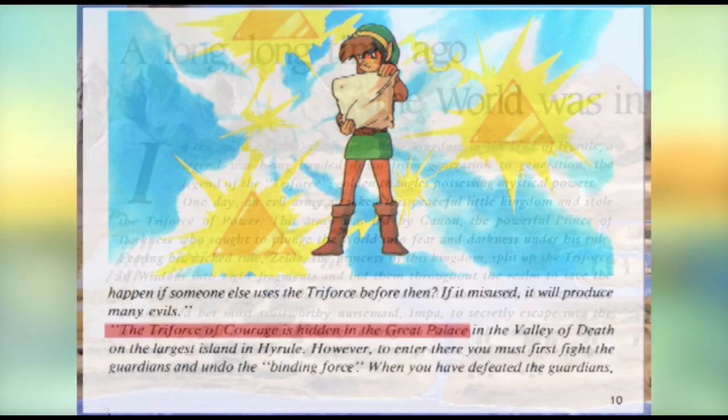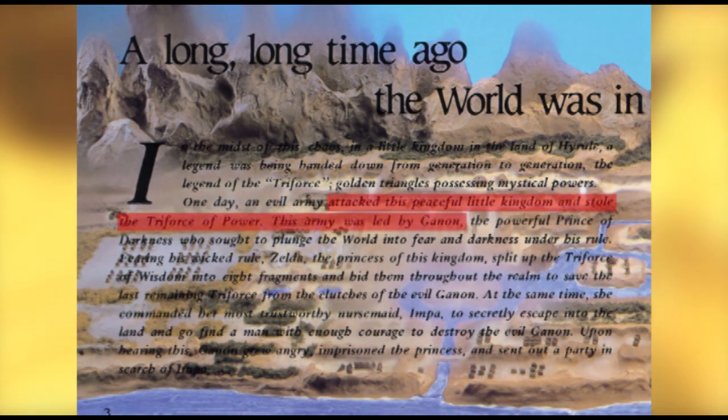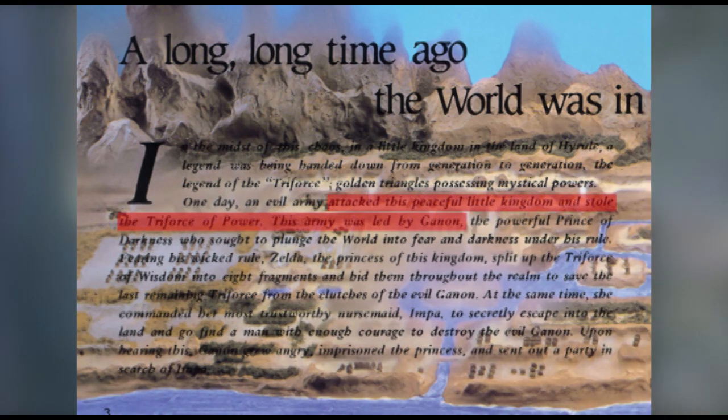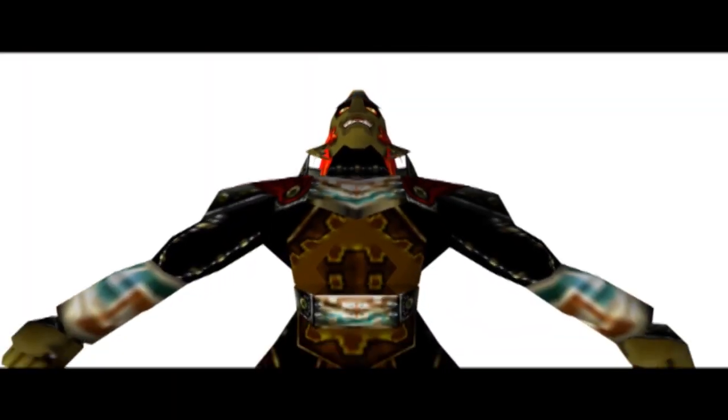They also tell us that Ganon attacked the peaceful little kingdom and stole the Triforce of Power from them. This clearly wasn't the case for the royal family after Ocarina of Time, as Ganon already possessed the Triforce of Power while locked away in the Sacred Realm, so it wouldn't be possible for him to steal it.